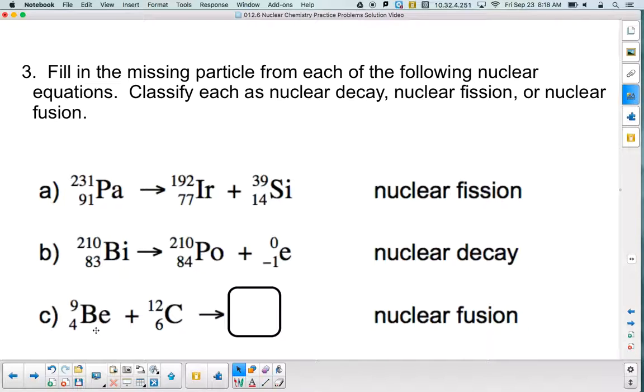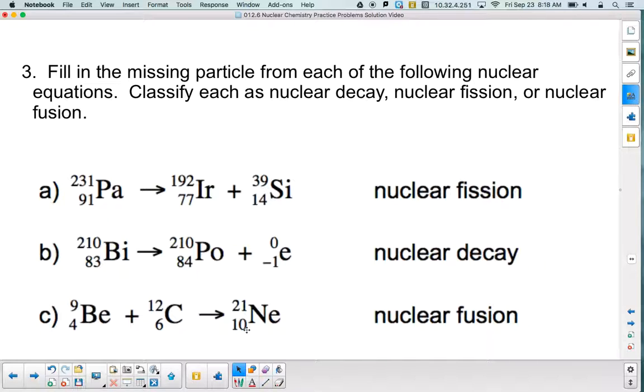And lastly, I have to figure out what I get if I combine beryllium-9 with carbon-12. So I'm going to do 9 plus 12 to get my top number, and that's 21, and 4 plus 6 to get my bottom number, which is 10. Element 10 on the periodic table is neon.